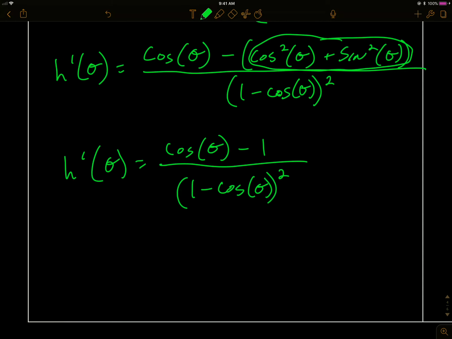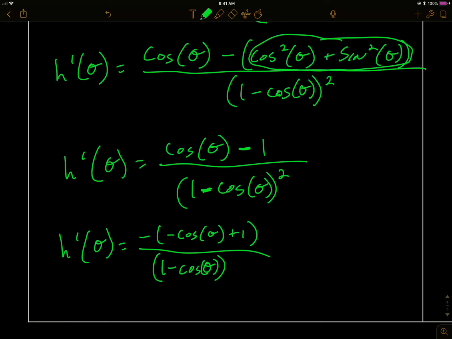So what we can do is factor a negative 1 out of the top to make them the same. Whenever the signs are opposite, if it's subtraction and you just switch them, that means if you factor a negative out of one of them, I'm going to write out each step. Now they're the same thing.